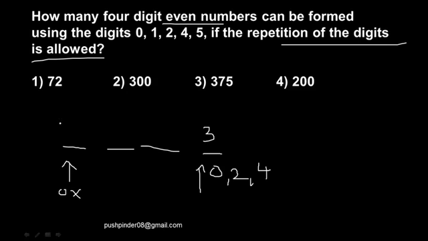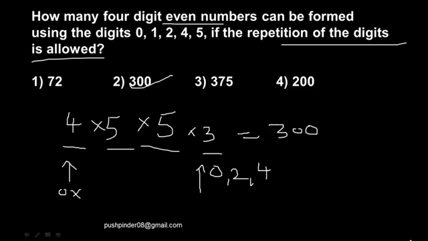Over here 0 can't come, so you can fill in any of the 4 numbers. Over here you can fill any of the 5 numbers, any of the 5 numbers, since repetition of digits is allowed. So your answer is nothing but 300. I hope everyone is understanding what I'm trying to establish here. It's a pretty easy question. Let's go ahead and move forward.